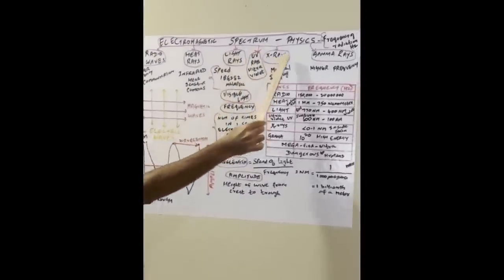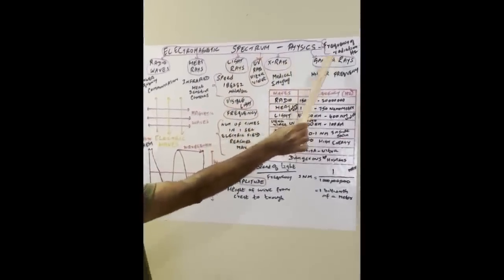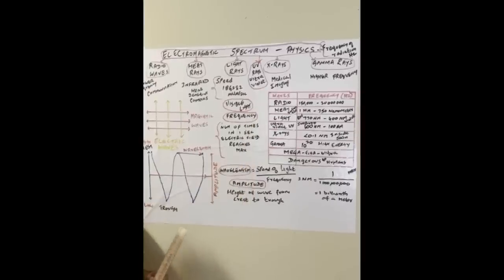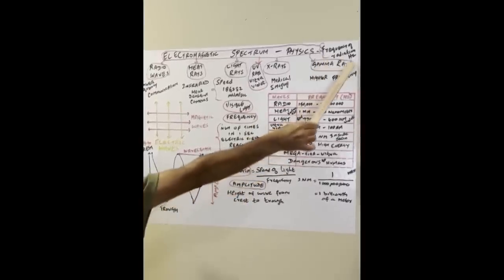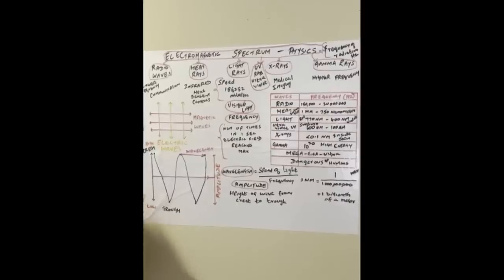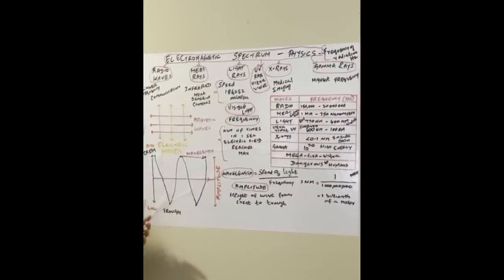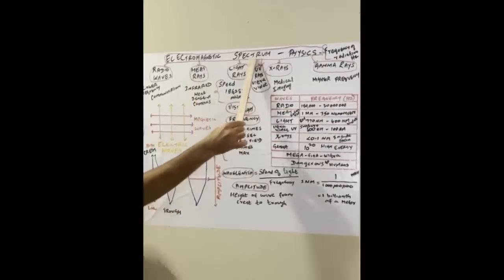Let's jump into the electromagnetic spectrum physics. The important thing is the frequency of radiation, which is measured in hertz. Actually, in space, the energy is traveling from one place to another. That is the electromagnetic spectrum.